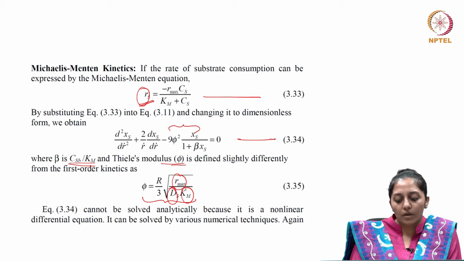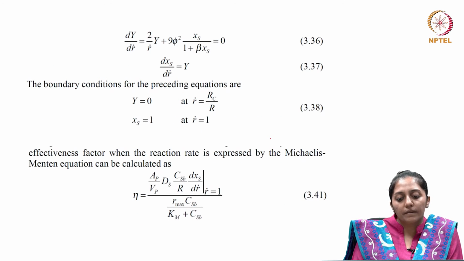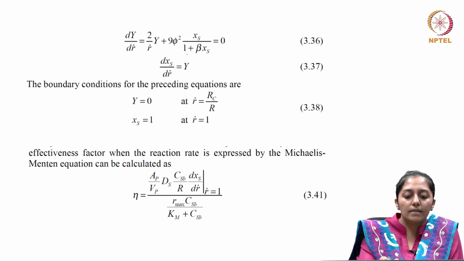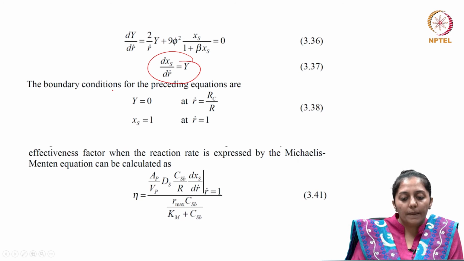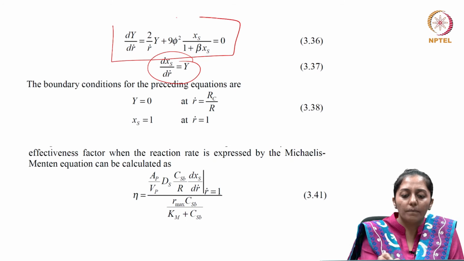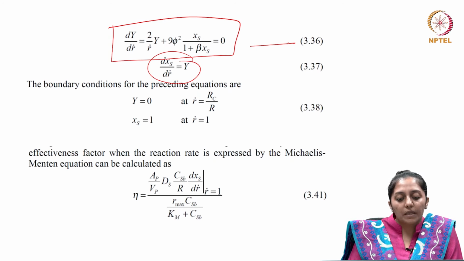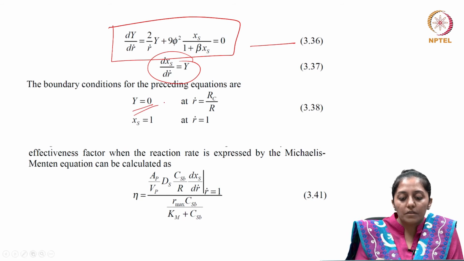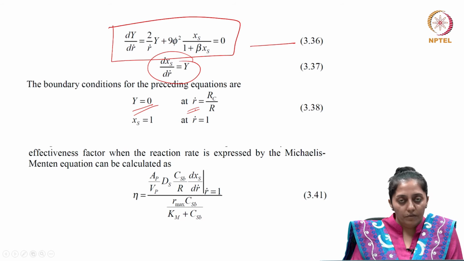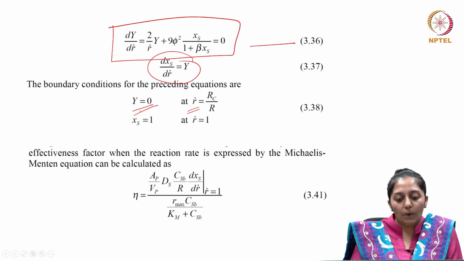So, we use various numerical techniques, and in order to simplify it, we again do a substitution, converting dxs by dr dot as y, and then the earlier equation 3.35 gets converted to a single differential equation form as shown in equation 3.36, and similarly your boundary conditions can be changed in terms of y with r dot, where y now becomes equal to 0 as xs was bounded.